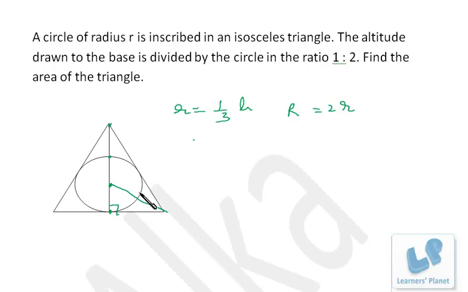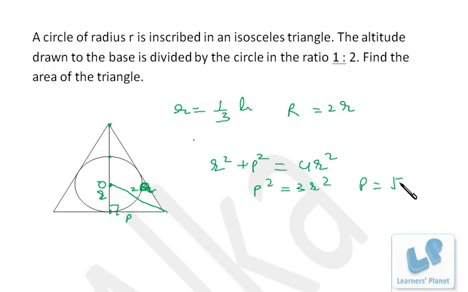Okay. So I just take this as O, and this is r, this is 2r, and this is suppose P, right? So they will form a right angle triangle. So this is r square plus P square is equal to this, I'm sorry, this is 2r, 4r square, right? So P square is equal to 3r square, or we can say P is equal to √3 r.